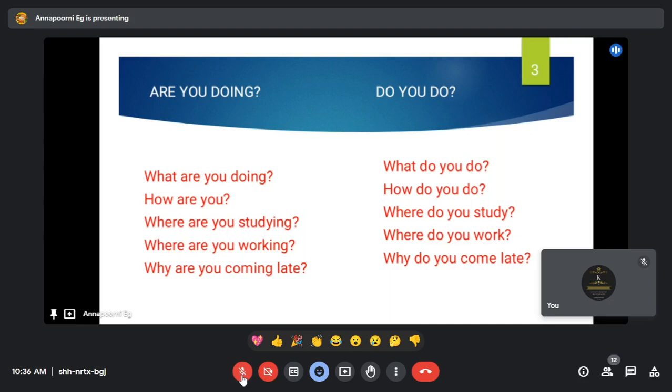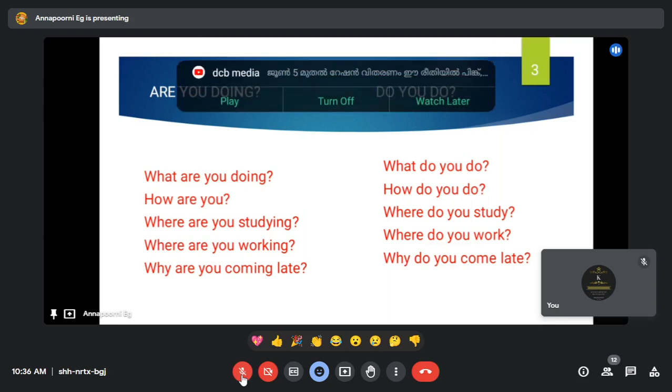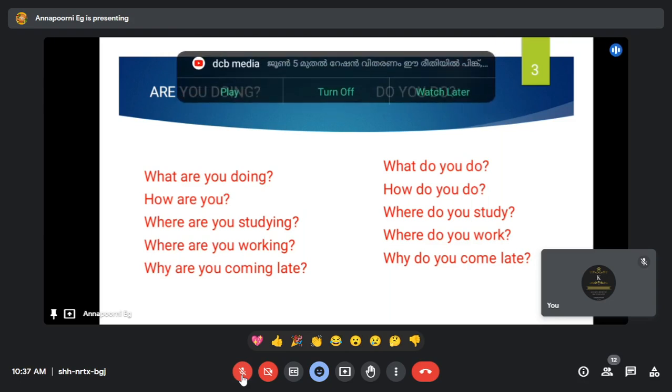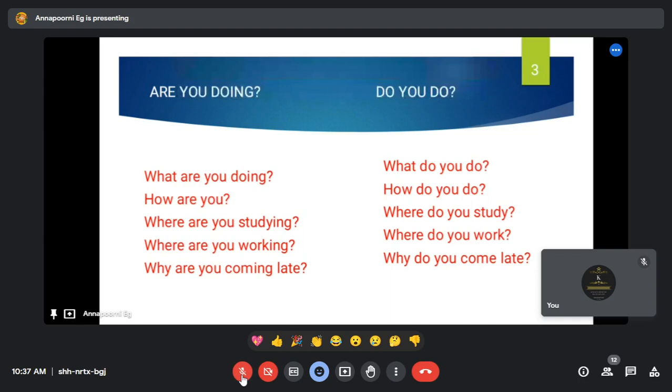Next is, why are you coming late? Here two sentences are given: why are you coming late and why do you come late? Both are correct because some people might be asking why are you coming late, but instead of that, you can better go for why do you come late. That will always be better. Instead of studying, working, coming, going, you can try asking like this: where do you study? Where do you work? Why do you come late? When do you come home? You can also ask like that, right?